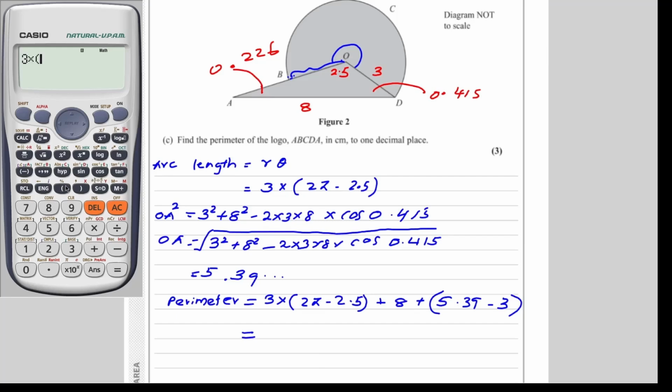3 into (2 pi minus 2.5), close the bracket, plus 8 plus open bracket 5.39 minus 3, close the bracket, equals 21.73. So 21.73, which gives 21.7.